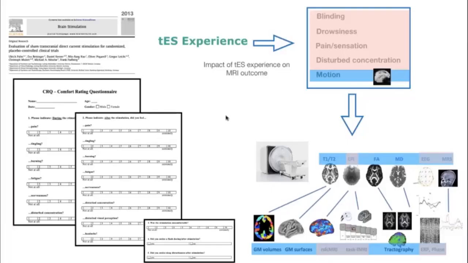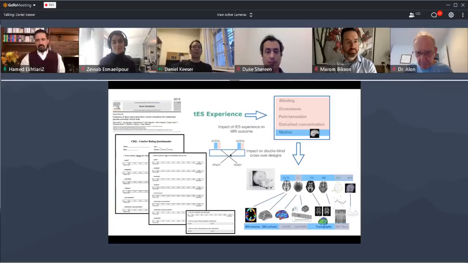This, if you go one slide further, has impact on double-blind crossover designs. So if you imagine that only in the active condition there is an impact on experience that is not so strongly shown in the sham condition, then this can influence, for instance, the modulation of the BOLD signal.